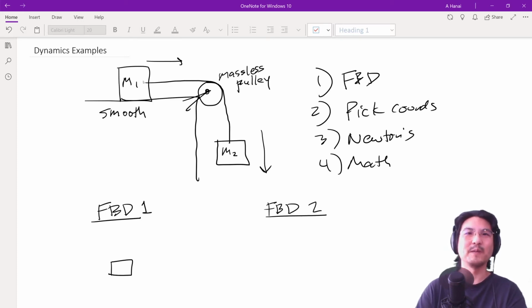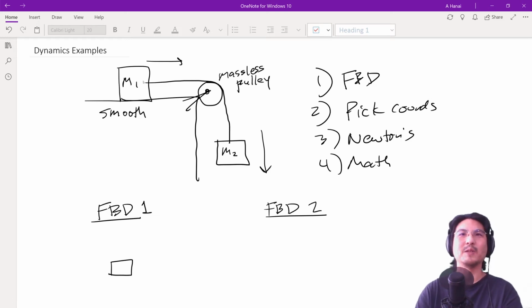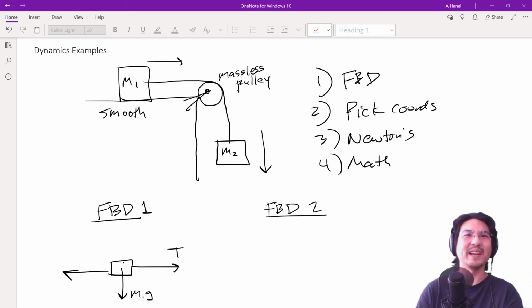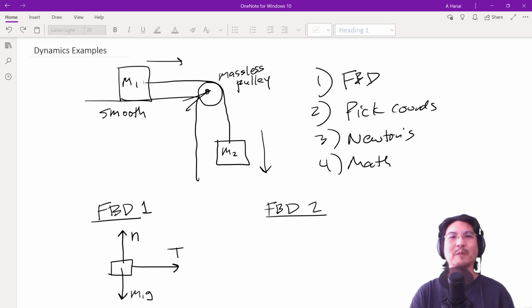So here's block 1, free of its surroundings. You draw all the forces acting on the block. Okay, so there's that rope with tension. I'll write T for tension. The block itself has weight, which is mg. And there's a contact force. So there would be friction and normal force. I'll write N for normal force, but if it's smooth, let's ignore friction. So here we go. This is the free body diagram for block 1. And we should all have the exact same drawing.